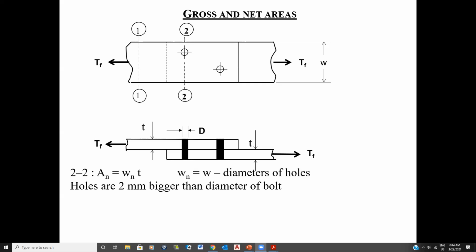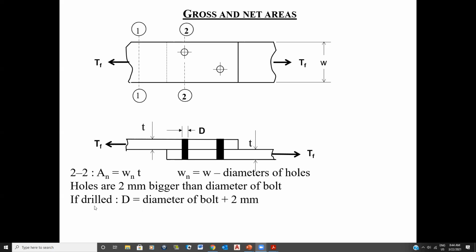Now, when you're doing your calculations, the holes are 2 millimeters bigger than the diameter of the bolt. So if I'm going to use a 20 millimeter bolt, I have to assume that the bolt hole is going to be at least 22. So I have to add 2 more to my bolt diameter. That's what you do for your calculation. That's going to give you the actual hole size.